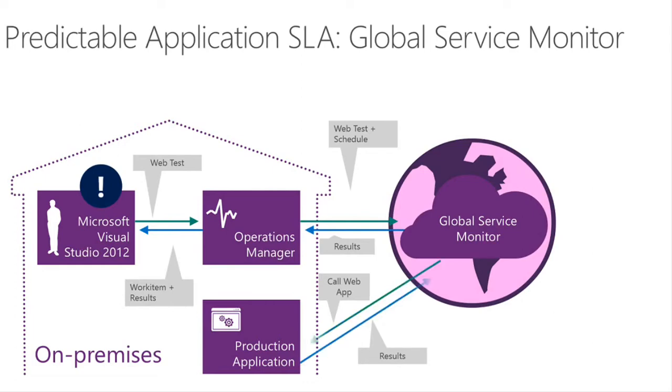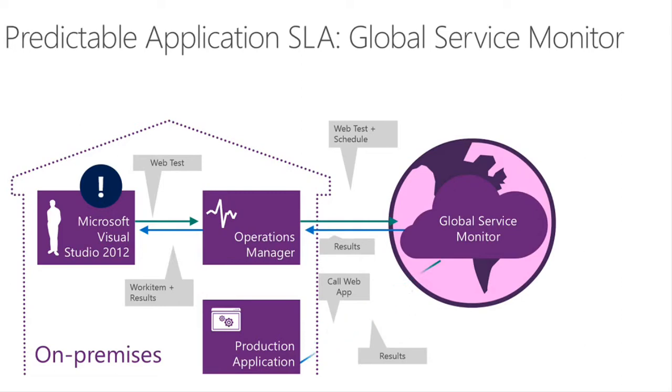So let's just recap what we just saw here. I developed my application utilizing Microsoft Visual Studio, and as part of that I may be using a customized web test to test that application. I can take that exact same web test through System Center Operations Manager and deploy that into my Global Service Monitor, which is multiple points of presence around the world within Windows Azure. And using that web test and a schedule of my choosing, every 5 minutes, every 10 minutes, every half an hour, every day, I can test that production application, and then actually have rich results returned back into my Operations Manager.